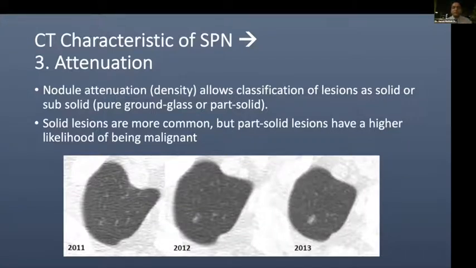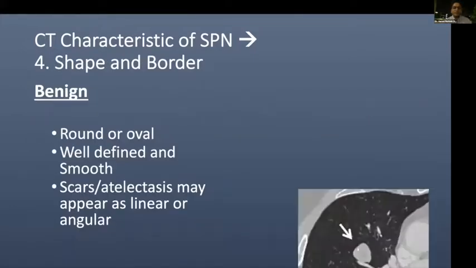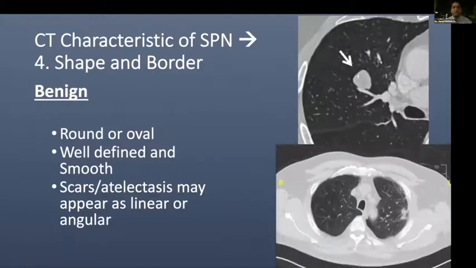Another thing we look at is the shape. Of course, if it's round or oval and well defined, it generally points to more of a benign disease. But sometimes scars or atelectasis also can appear linear, irregular and angular in shape. So it's something we actually need to define and watch a bit closely.